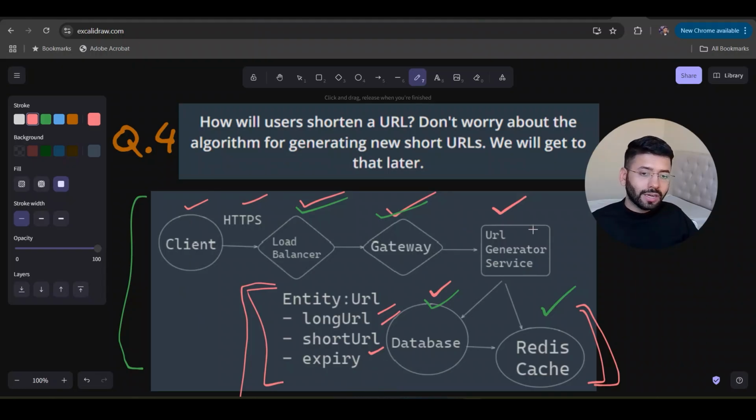Now you may wonder that I did not include any algorithm or how I will create this short URL. I did not do that because in the question it was mentioned that it is just a starting question for now, and later we would evolve this diagram. So that's why I kept it a bit simple in the first go.